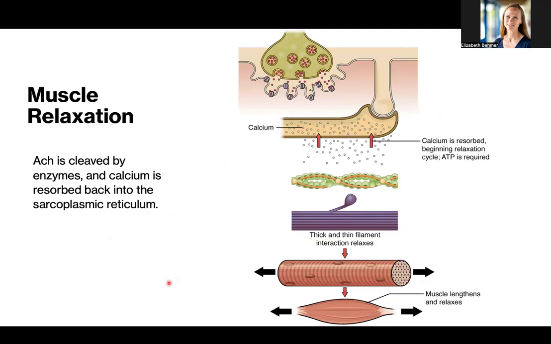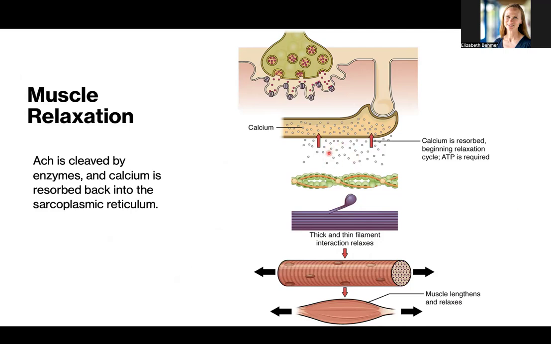So how do our muscles relax? This is the final last step. Muscles eventually go back to the relaxed state when acetylcholine is cleaved. That means it's broken apart or it just dissipates in the synaptic cleft. So that will stop an action potential from occurring in our muscle fiber.